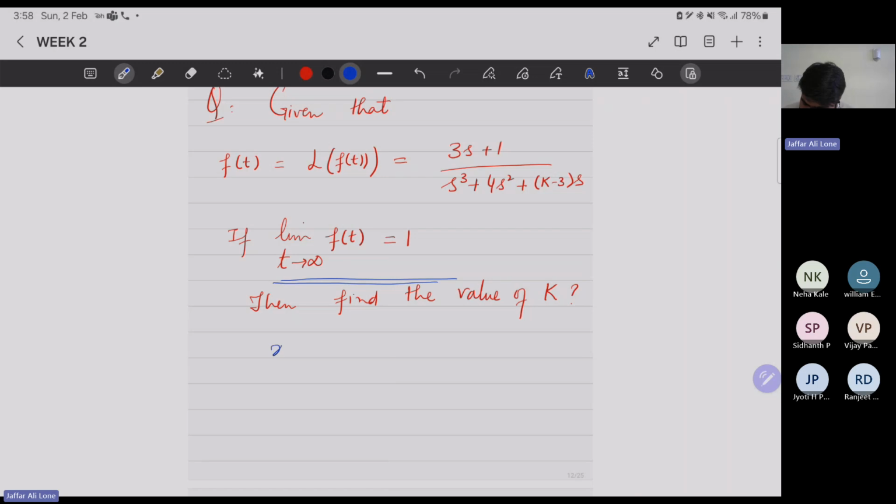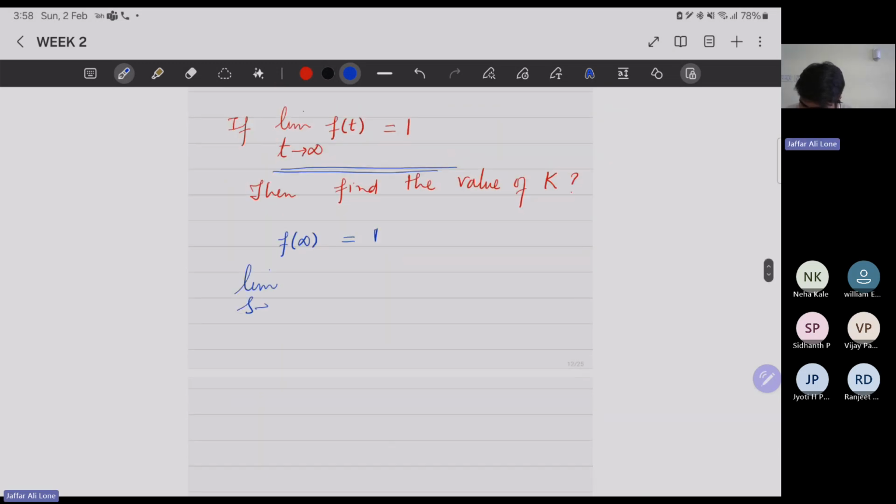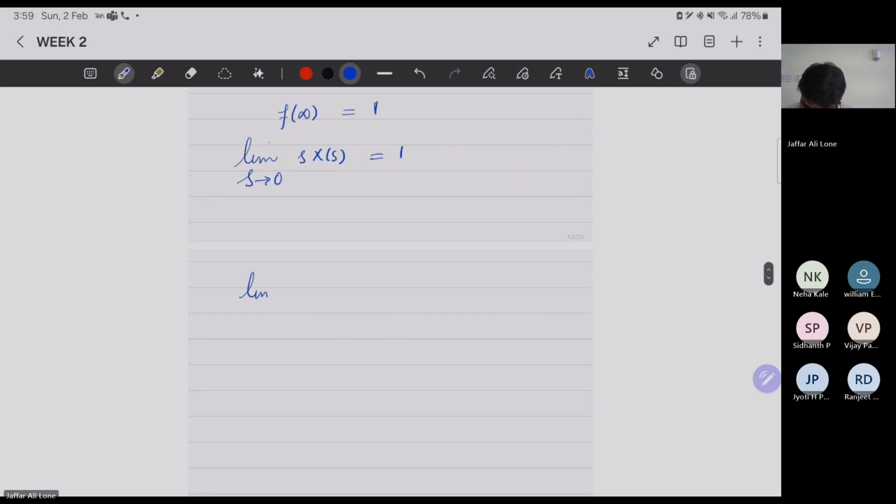So the final value, that is f(∞), is given. You already know from the final value theorem that the final value is given by this, and it's given to be 1. Correct? So now we'll put in the values. Limit as s tends to 0 of s·X(s), where X(s) is (3s + 1) divided by (s³ + 4s² + (k − 3)s).